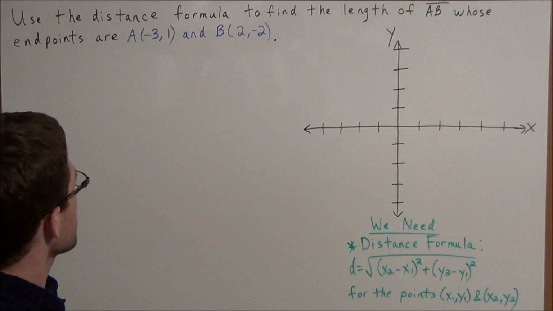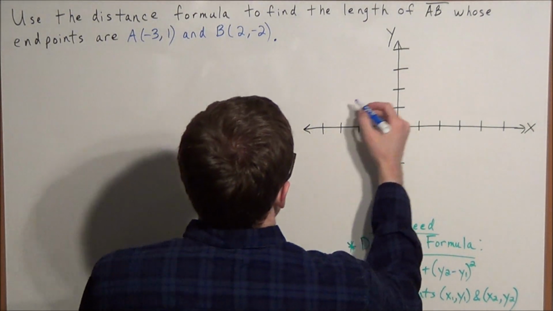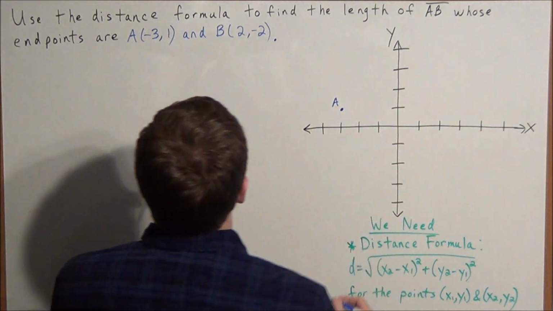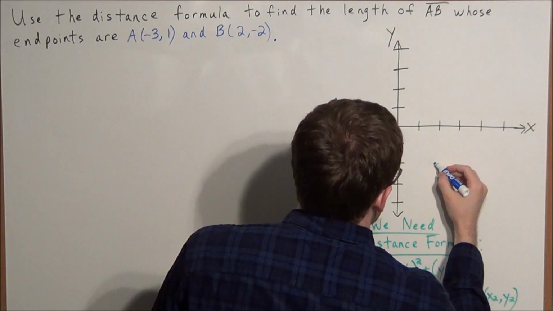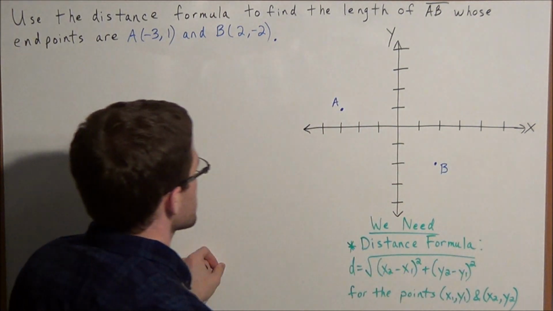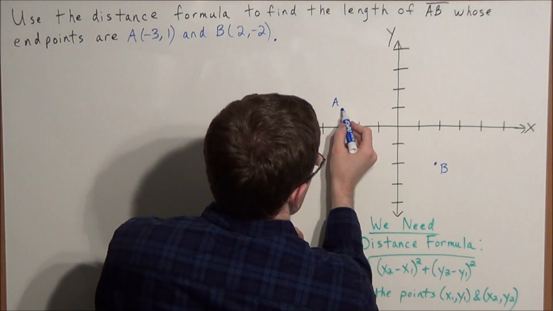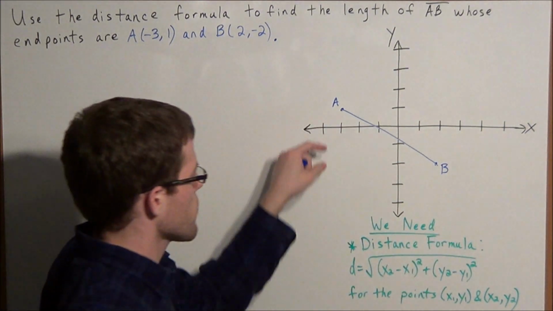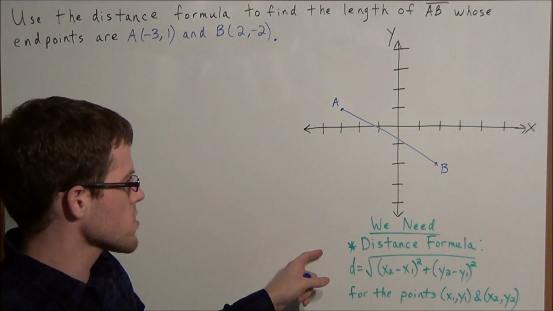So if we start by plotting the point (-3, 1), we can label this point A. Next we can plot the point (2, -2), and we can label this point B. Our goal is to find the distance, or the length, of line segment AB. So we can connect these two points, and this is what we're trying to find: the length of this line segment. So we could use the distance formula.